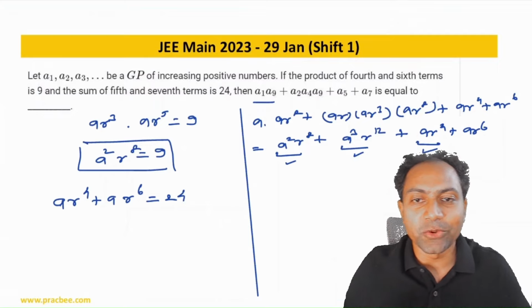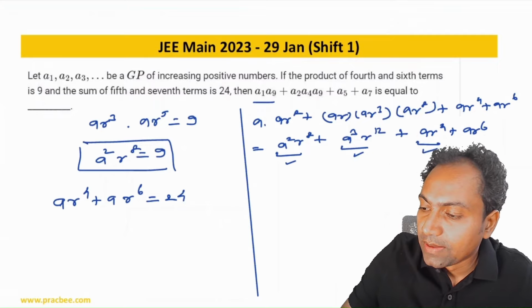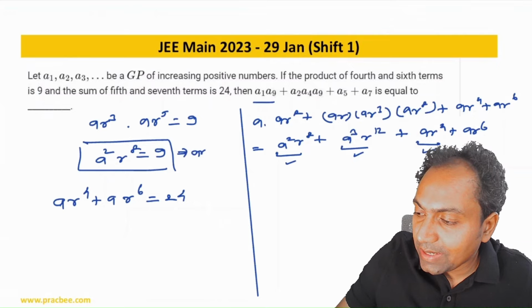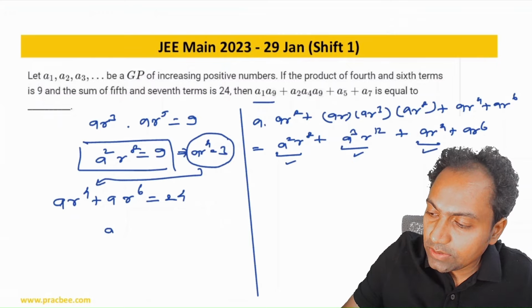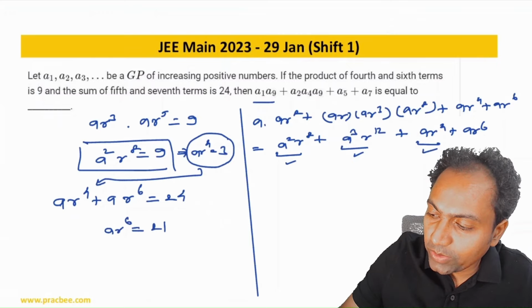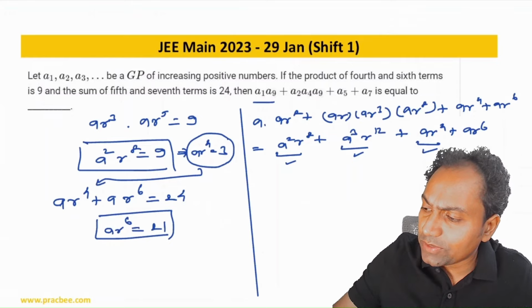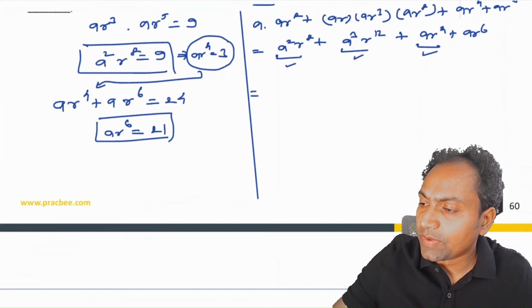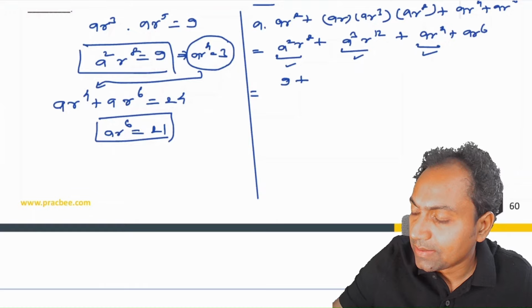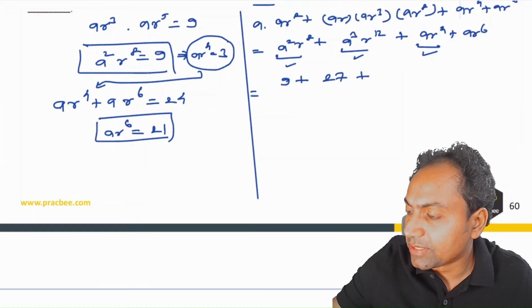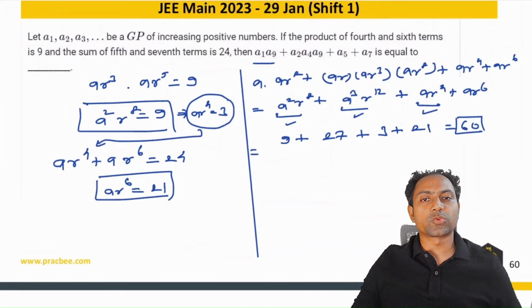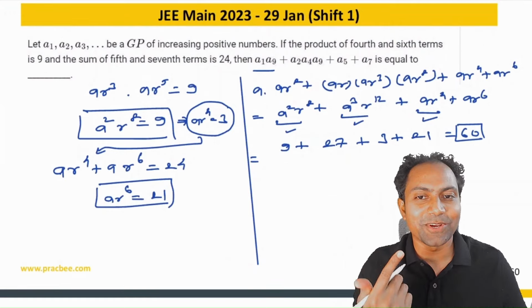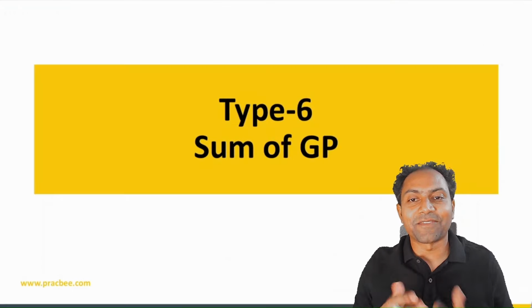So in order to execute this, we are going to find the value of ar raised to the power 4, and that comes out to be 3. Put this value here. If I do that, ar raised to the power 6 becomes 21. Put both of these values here and quickly get to the answer. If I put the values, this becomes 9, this becomes 27, this becomes 3, and this becomes 21. If you add it up, this becomes 60. So it is a very good example of one of those questions which involve very intelligent calculations to get to the answers really fast.